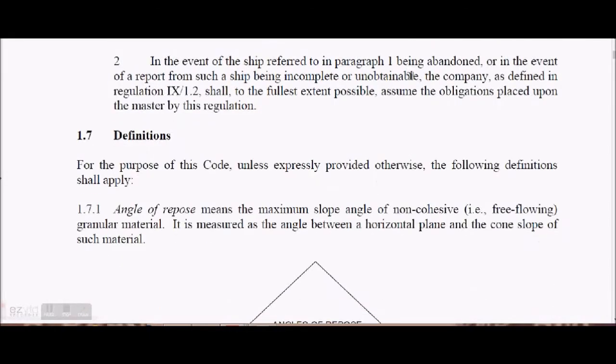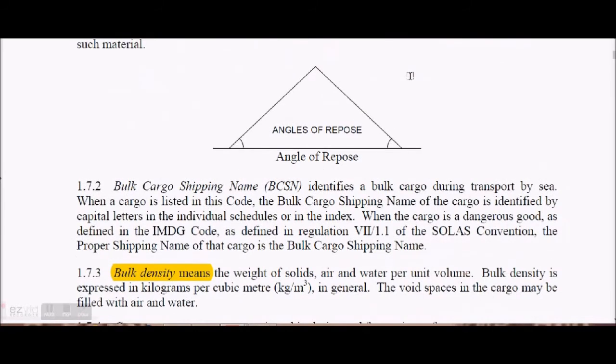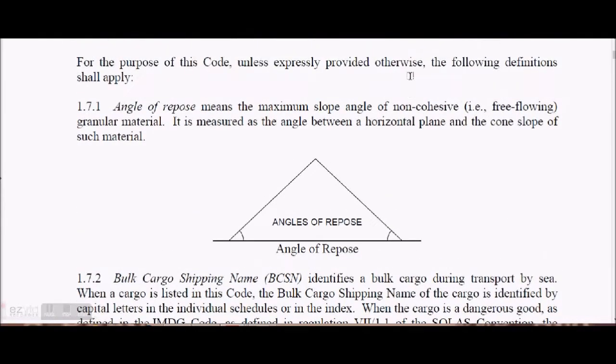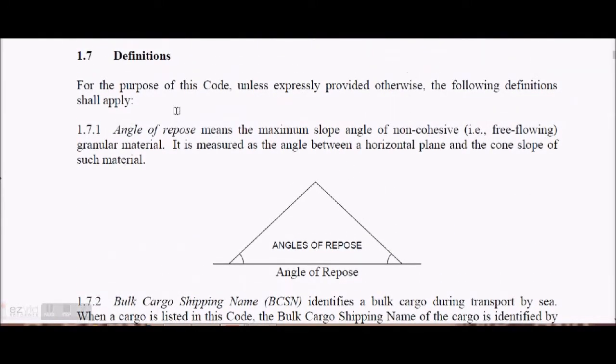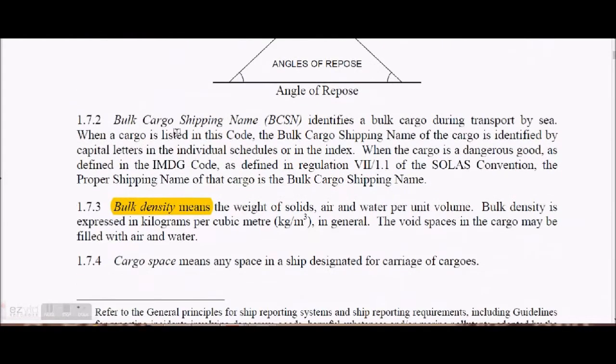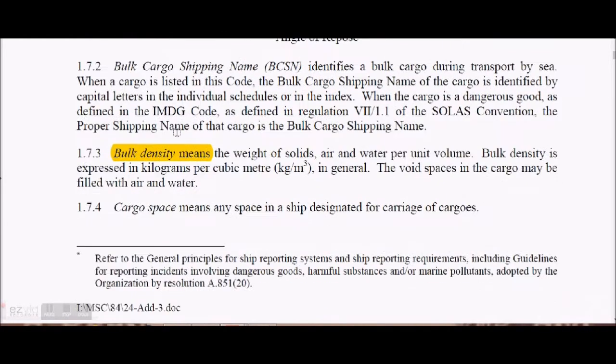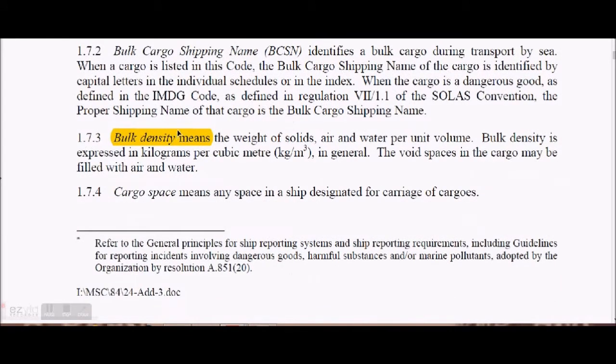Okay, now here comes the definitions. Like angle of repose, some bulk cargo. Okay, what is bulk density? Because it is written in the format, that's why. The weight of the solid, air and water per unit volume. Bulk density is expressed in kilograms per cubic meter.